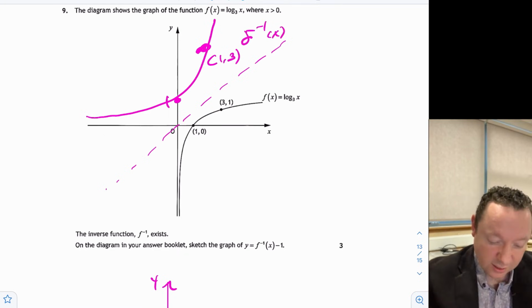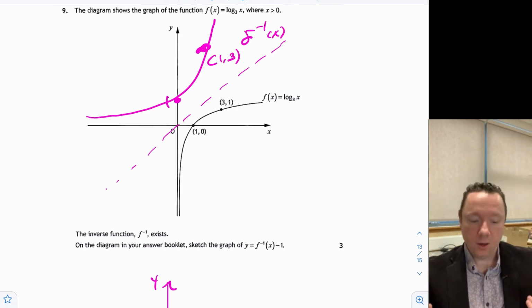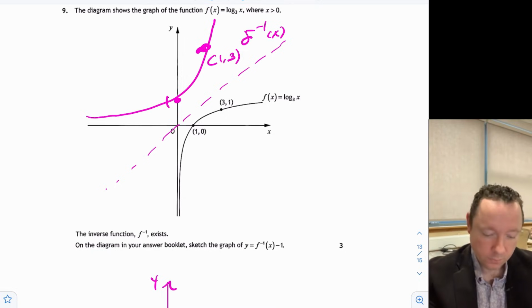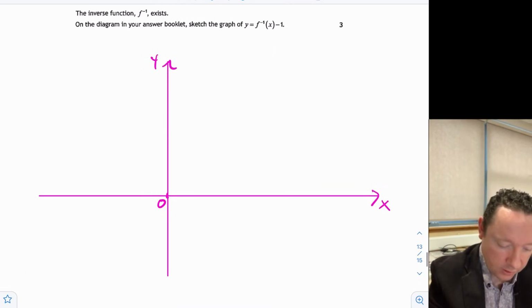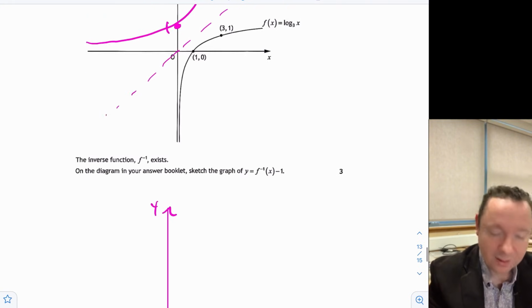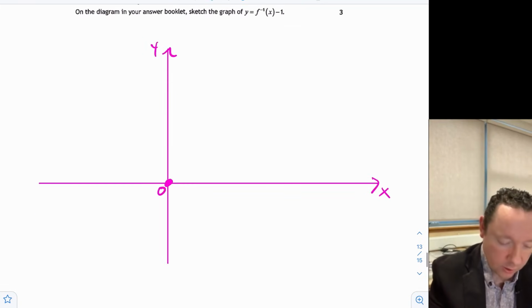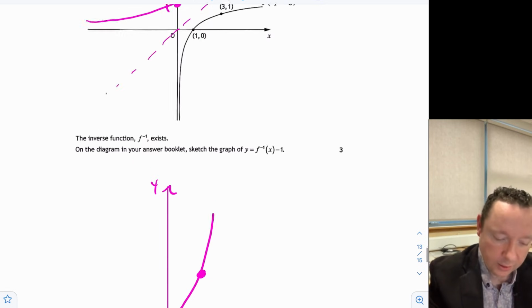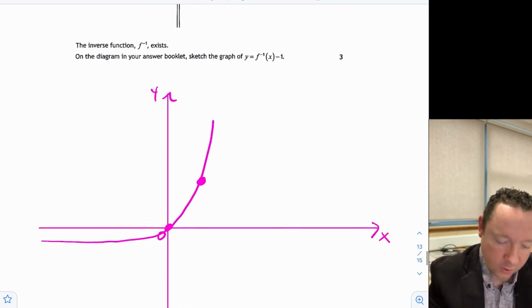So now I just need to take away 1, which means just to move it down by 1. So 0, 1 is going to go to 0, 0. And 1, 3 is going to go to 1, 2. So I can just draw it now. There's 0. It's obviously going to drop below because that's where your asymptote is, essentially. So it's going to go along, up through 0, and start climbing. And we just put that point on that we noted, which was 1, 3. So it now becomes still 1, but 2.